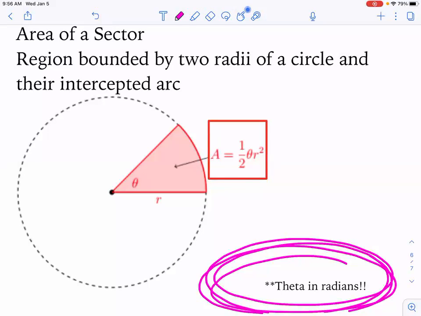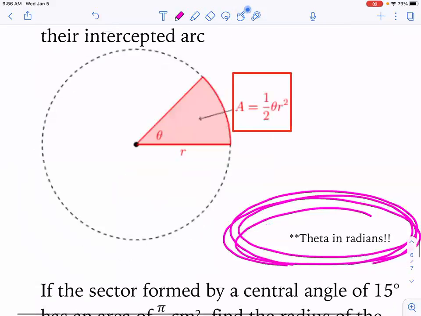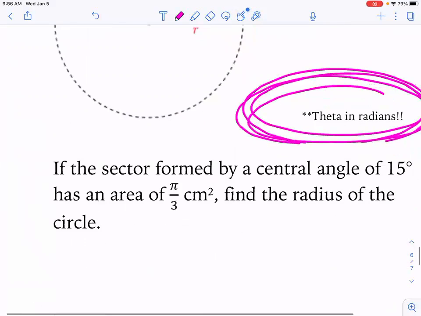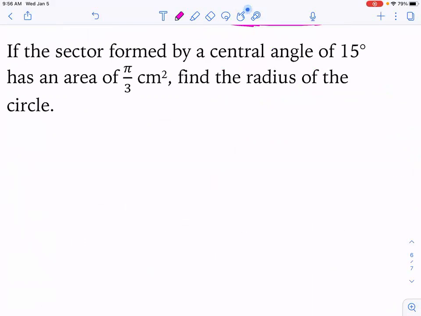Okay, so if I ask you, here's your last example, and then we're done, Eric. Okay. Looking at your one. Okay, we have an angle of 15 degrees and an area of pi over 3 centimeters squared.